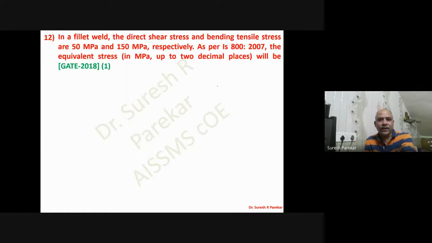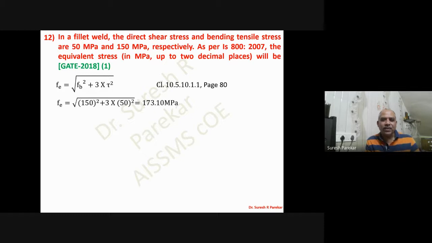Then we will go to fillet weld. The direct shear stress and bending tensile stress are 50 and 150. The equivalent stress, so we have formula square root of (b square plus 3 into tau square). So this is given in clause 10.5.10.1.1, page 80, and that value comes 173.1 MPa.